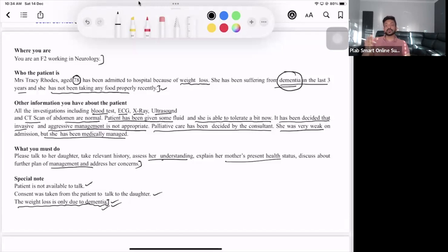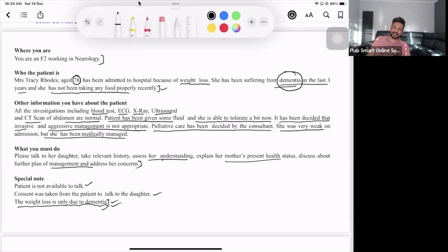Like, yes, she was losing weight, and that's why we did lots of investigations. Now, in these kind of stations, these counseling ethical stations, it is entirely up to you if you want to finish them in 1 minute, or in 4 or 5 minutes, or in 7 or 8 minutes.